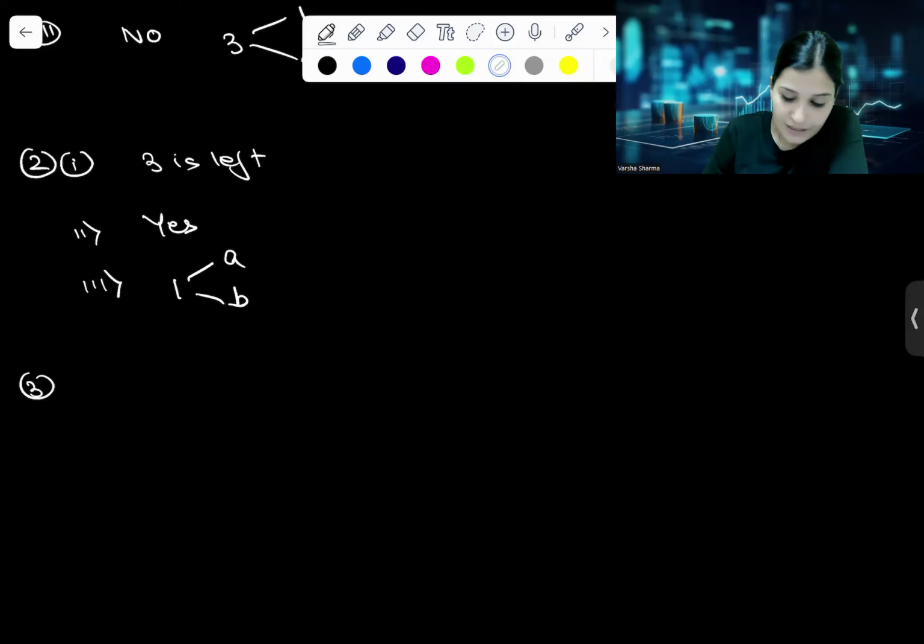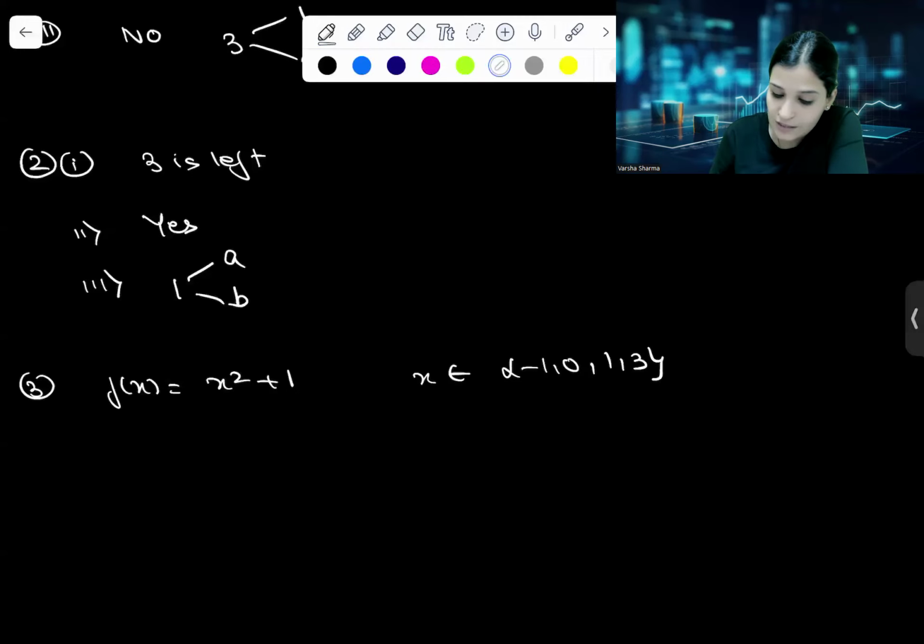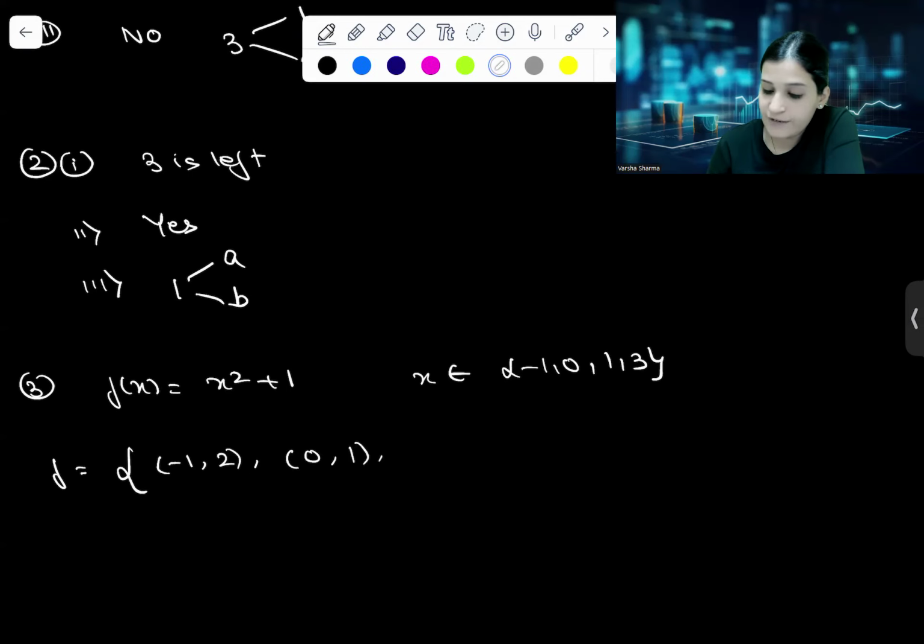In question number 3, we are given an equation f of x equals x square plus 1, and x belongs to minus 1, 0, 1, and 3. I want to list down the elements of f. If I take x as minus 1, the answer would be 2. If I take x as 0, answer would be 1. If I take x as 1, answer would be 2. If I take x as 3, answer would be 10.